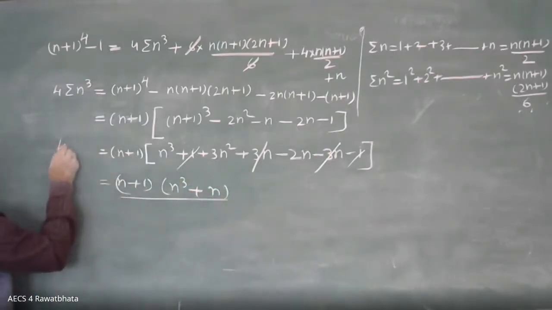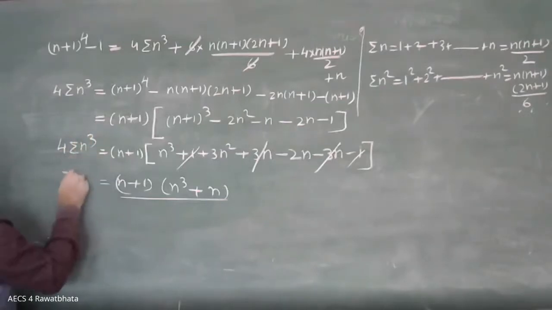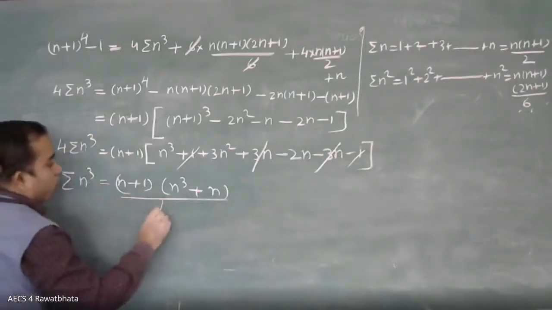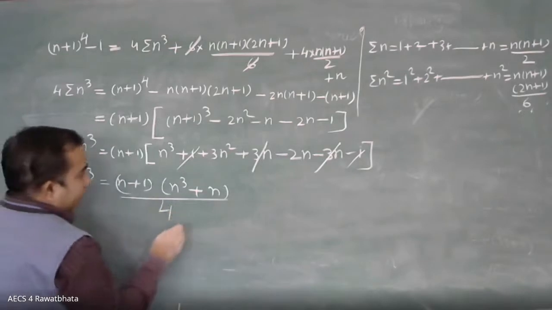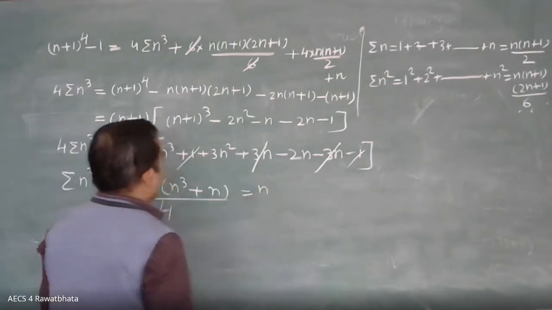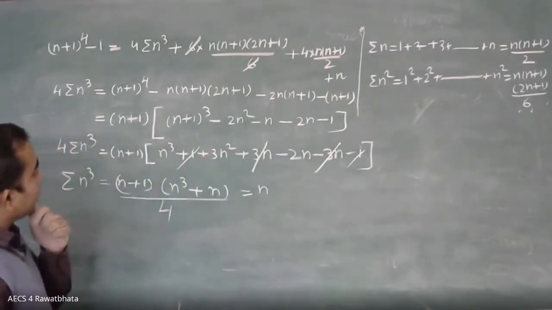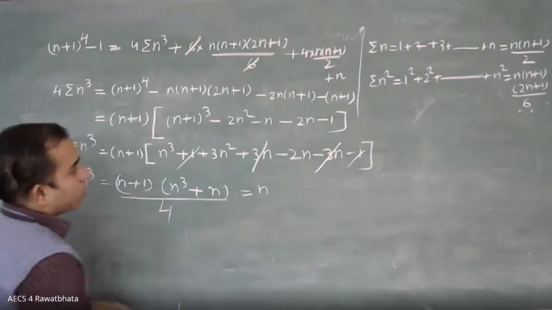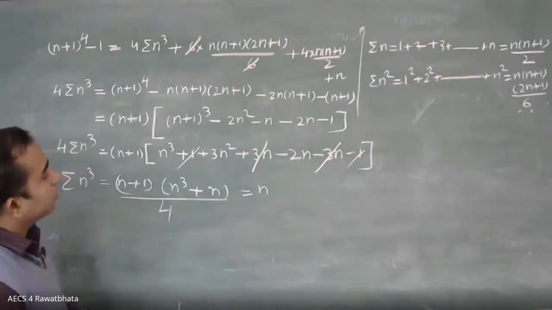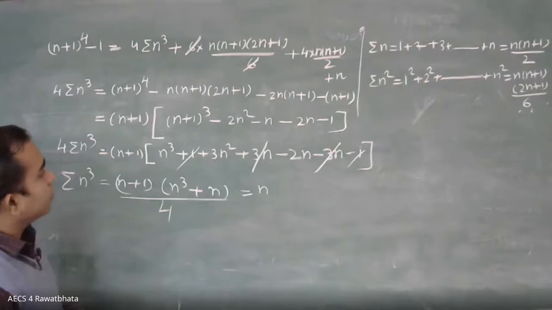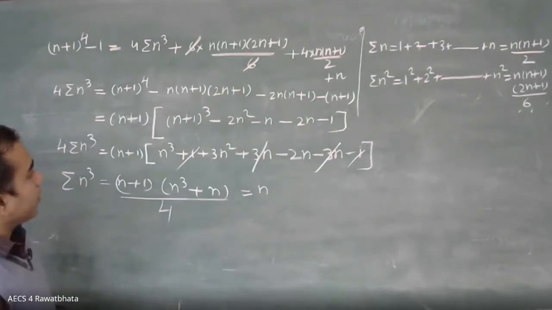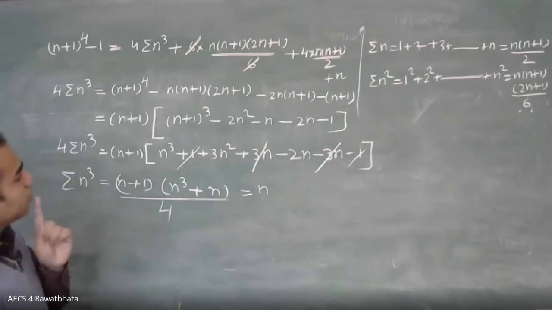And this is 4 summation n cube. So summation n cube is equal to this much whole upon 4. I can take n common. So friends, how much this was? N square actually. Students, all well, just check. Is this right, students? Please check everything is right, or if I have made any error.